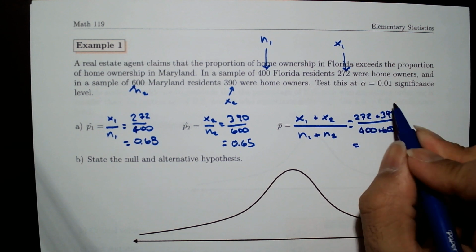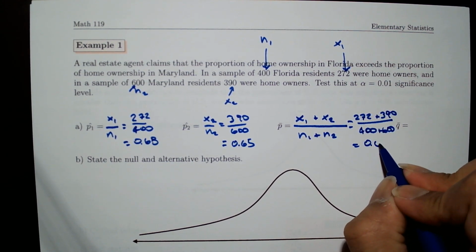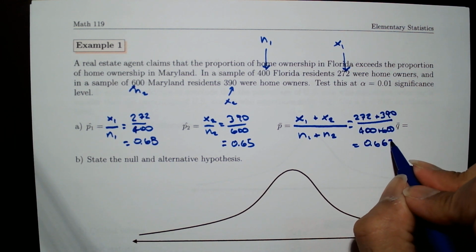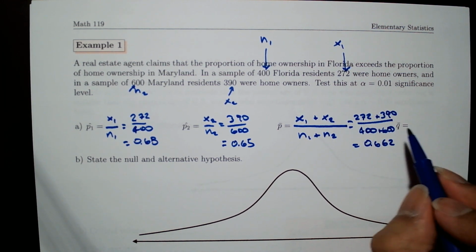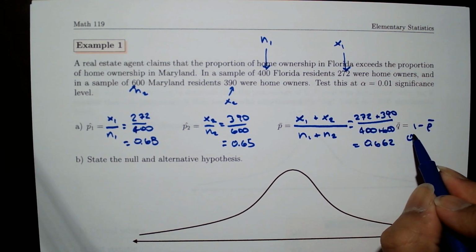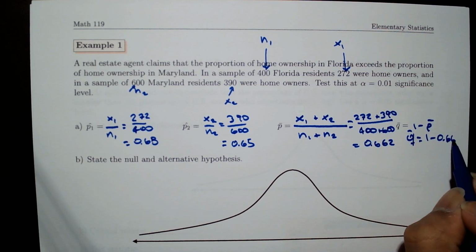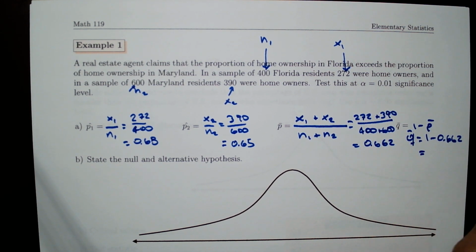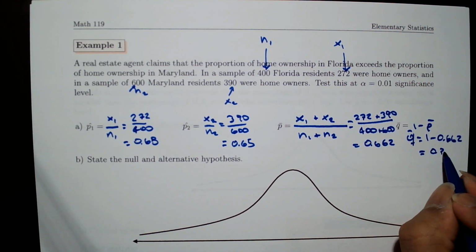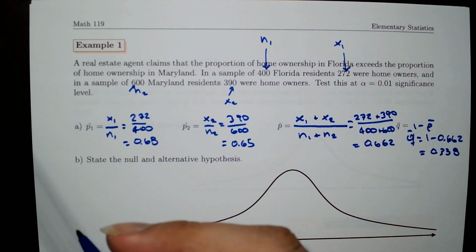And if you use a calculator to simplify this, you should get 0.662. And of course, that's going to be p bar, so q bar is 1 minus 0.662, which is 0.338.